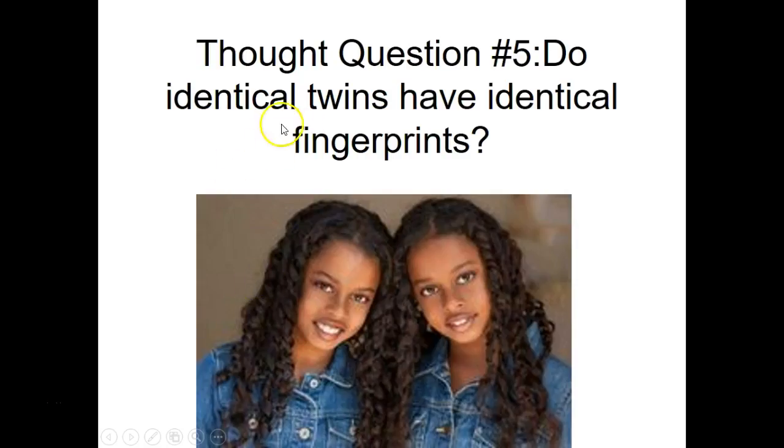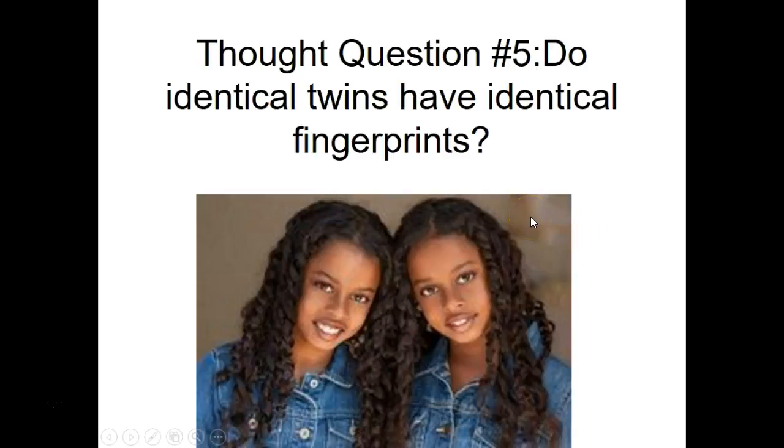Though it is kind of interesting, this thought question number 5: do identical twins have identical fingerprints? So stop the video and think about this for a second. Alright, hopefully you put something down. Do identical twins have identical fingerprints? Bet you a lot of people put yes. The answer is no, they don't. Everybody has unique fingerprints. It's made through a completely random process that happens while a child is growing in the mother's womb, when the child is a fetus.